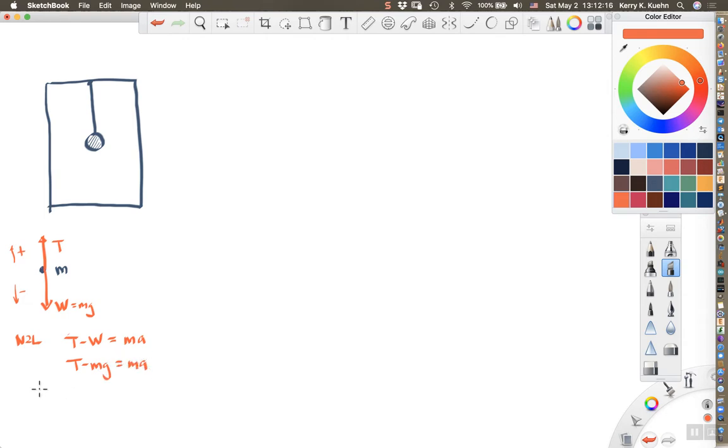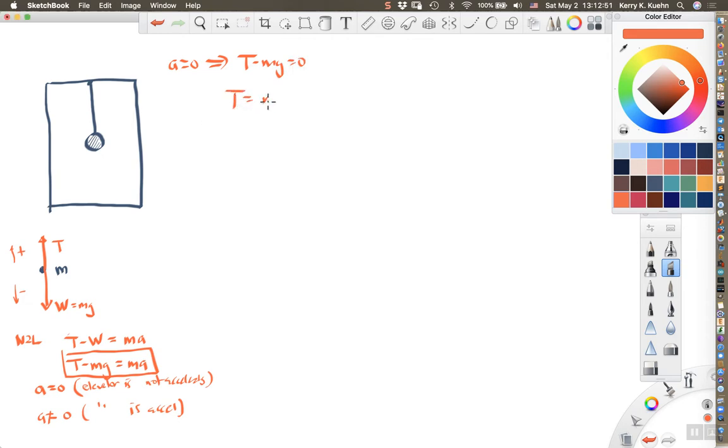Now I want you to consider two cases. The first case is where acceleration is equal to 0. That is when the elevator is not accelerating. And then the case where acceleration is not equal to 0. That is, the elevator is accelerating. Okay, so what happens when acceleration equals 0? Well, Newton's second law gives us T minus mg equals 0, or tension equals mg. In other words, the tension force is just equal to mg, the weight of the object. That's analogous to the case in the laboratory, where we were measuring the tension or the amount of stretching of the spring scale or the dual range force sensor and inferring the weight of the object.